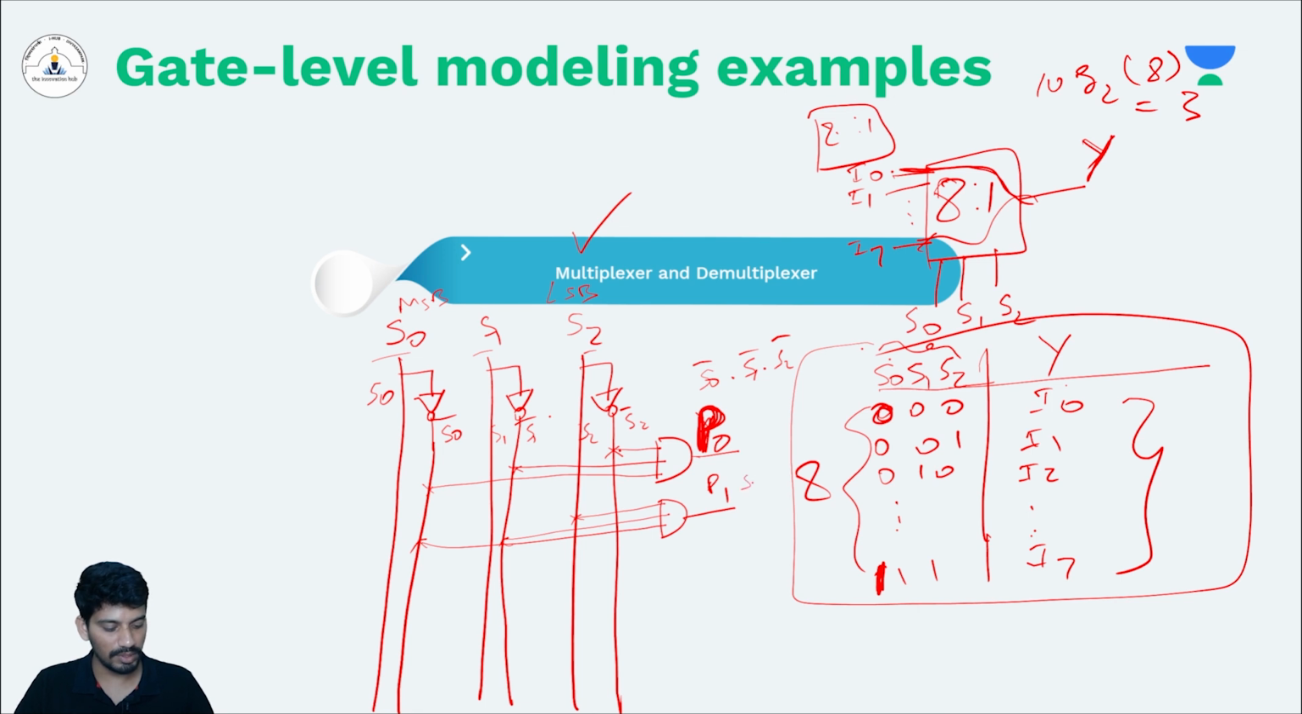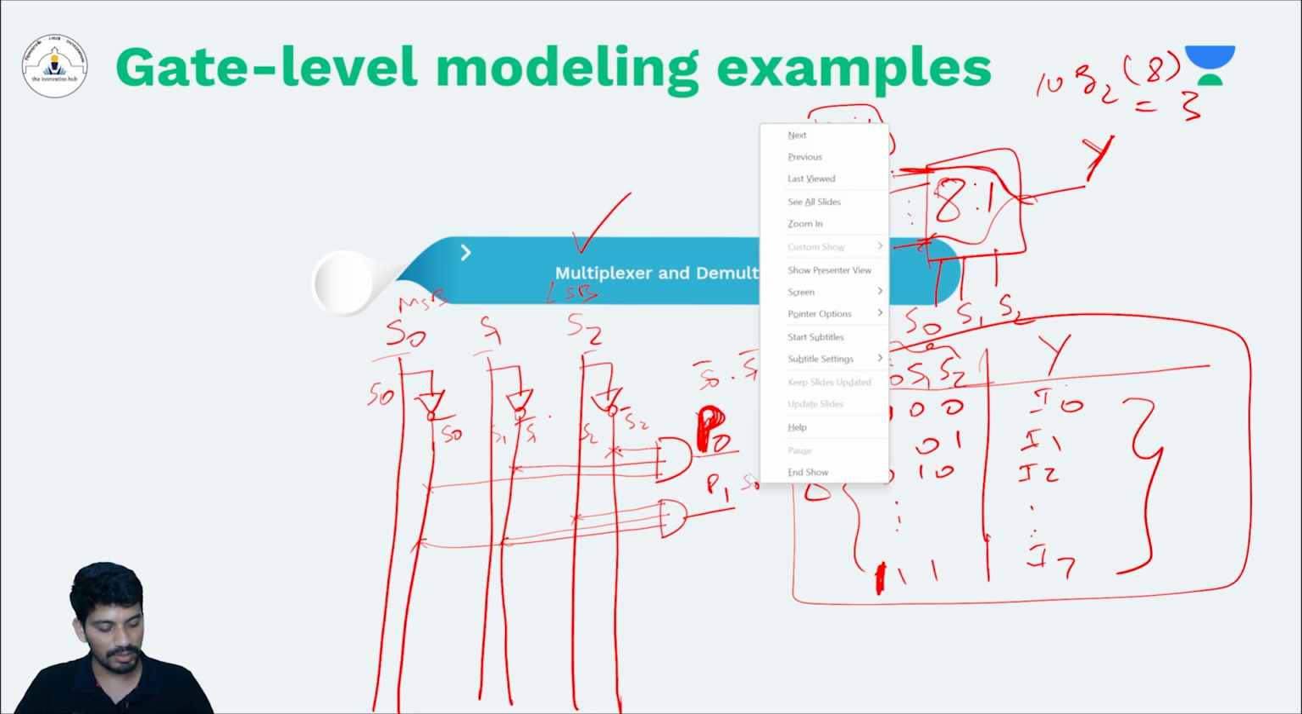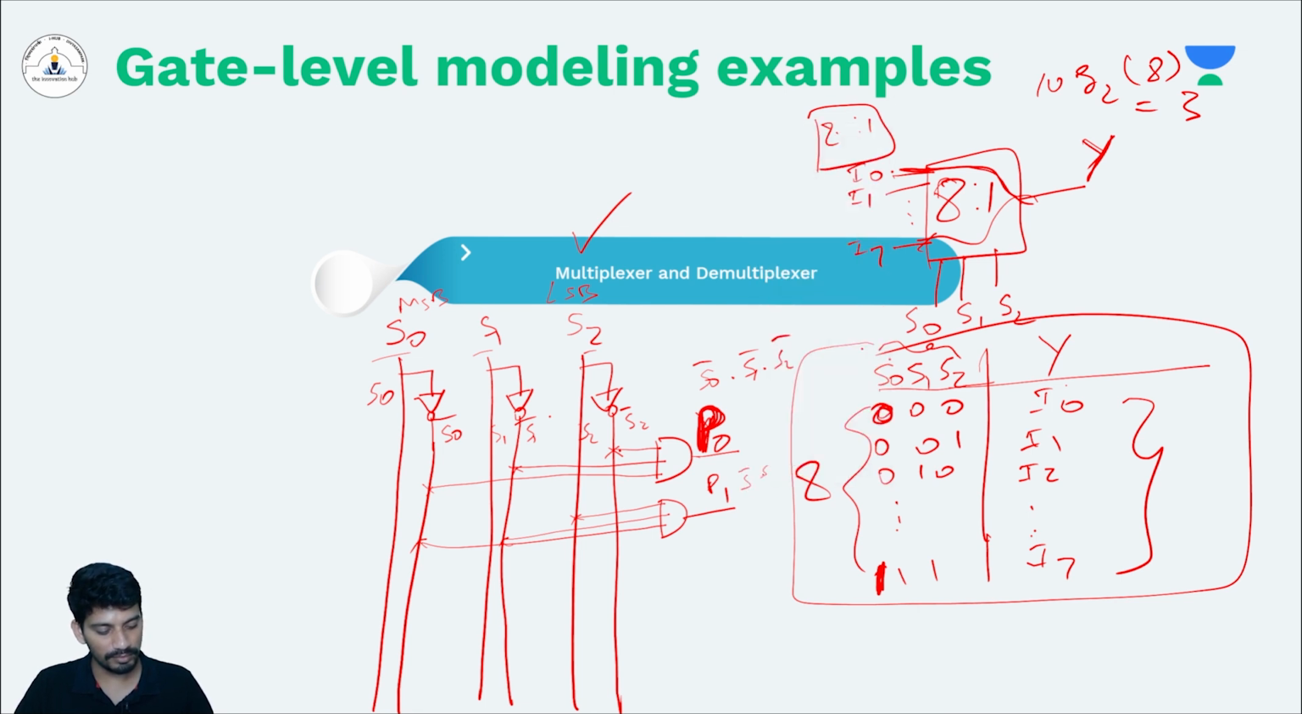So it is like this: S0 bar, S1 bar, and S2. It is like 0, 0, 1. This is the 0, 0, 0 case. So similarly, all the way down to P7. In the P7 case, you have to connect all ones: S0, S1, and S2.